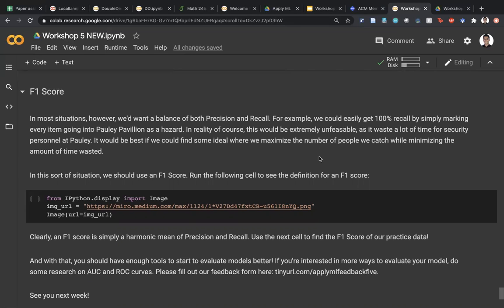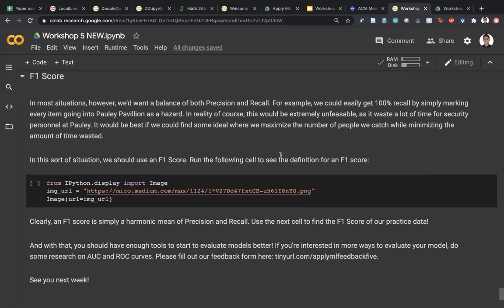And F1 scores are important because we don't want too much recall. For example, we could easily get 100% recall by simply marking every item going into Polypavilion as a hazard, right? That means we would let no hazards in, but obviously that's not what we want, because that means we'd let nothing in at all, right? So we can use an F1 score in this situation.